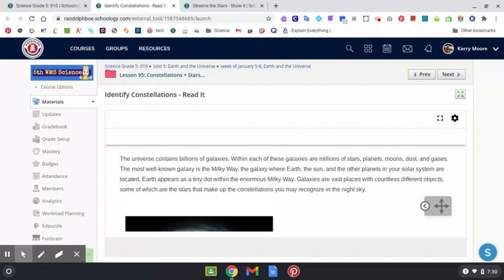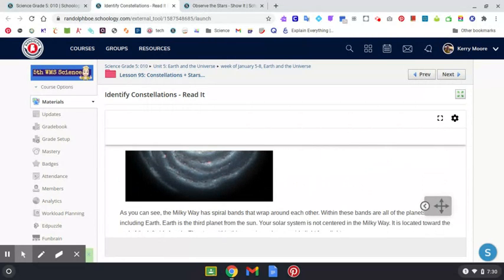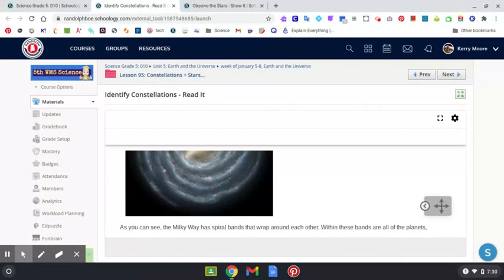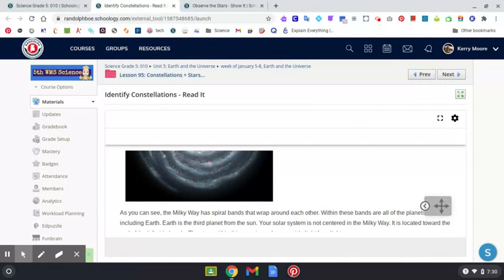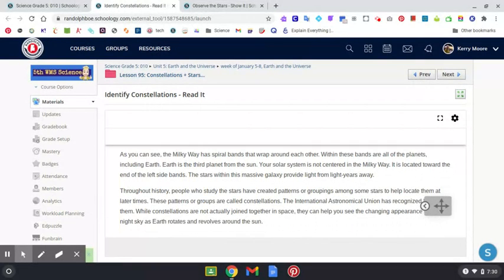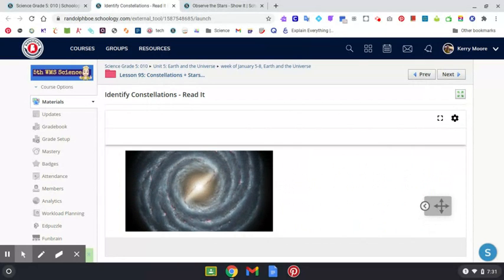So pretty. All right, so right here it talks about how galaxies are vast places with countless different objects, some of which are the stars that make up constellations you may recognize in the night sky. It has the spiral bands. The spiral just means it kind of goes around. It spirals around. Within these bands are all the planets, including Earth. Earth is the third planet from the Sun. Your solar system is located in the Milky Way, toward the end of the left side band, okay?